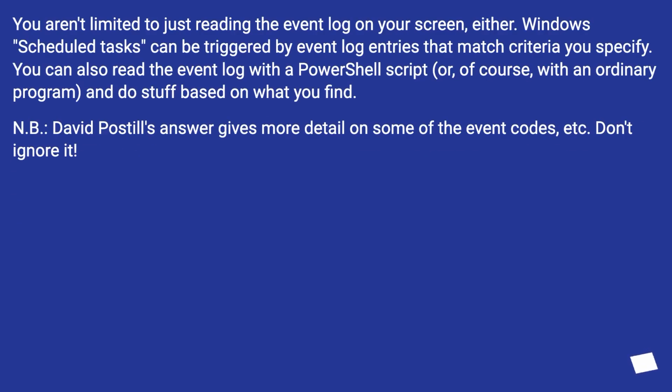You aren't limited to just reading the event log on your screen, either. Windows scheduled tasks can be triggered by event log entries that match criteria you specify. You can also read the event log with a PowerShell script, or, of course, with an ordinary program, and do stuff based on what you find. NB, David Postel's answer gives more detail on some of the event codes, etc. Don't ignore it.